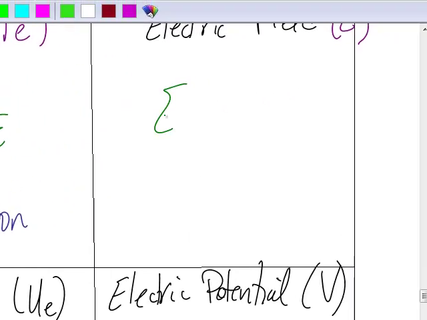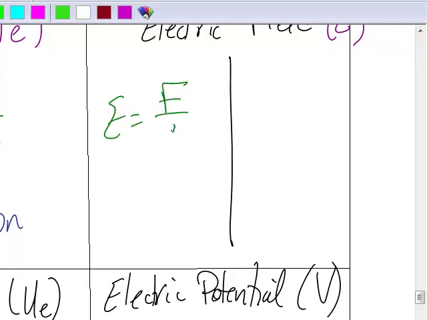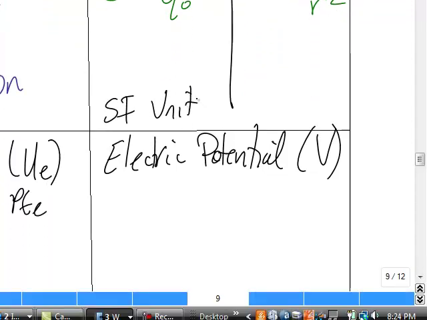Over here, the electric field. There's going to be two equations that I want you to know here. So I'm going to draw a line here. The electric field is going to be the force that a test charge experiences. It's also equal to KQ over R squared. And again, our SI unit for that electric field is going to be a Newton per Coulomb.